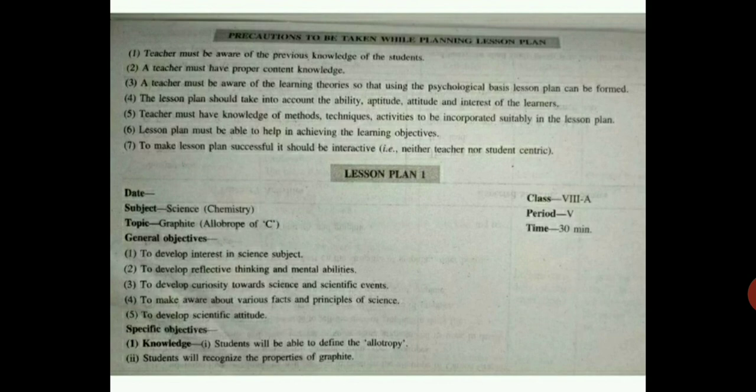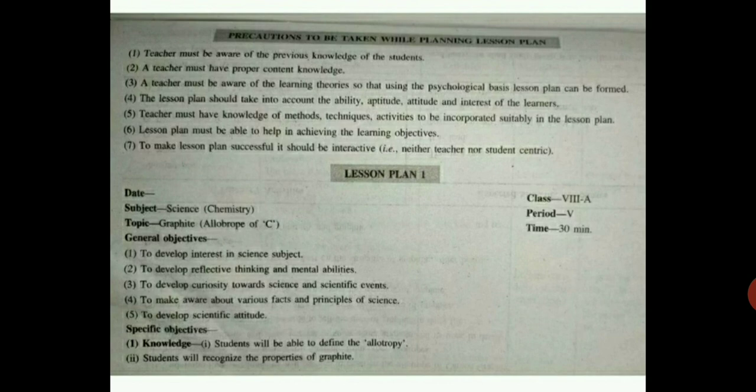Here the topic is graphite, which is one of the allotropes of carbon, and there is one full chapter in class 8 which is carbon compounds, and this is one subtopic from that lesson. See learners, we can make many lesson plans from one lesson. Each lesson has to be distributed into certain sections or portions so that you can make one lesson plan.